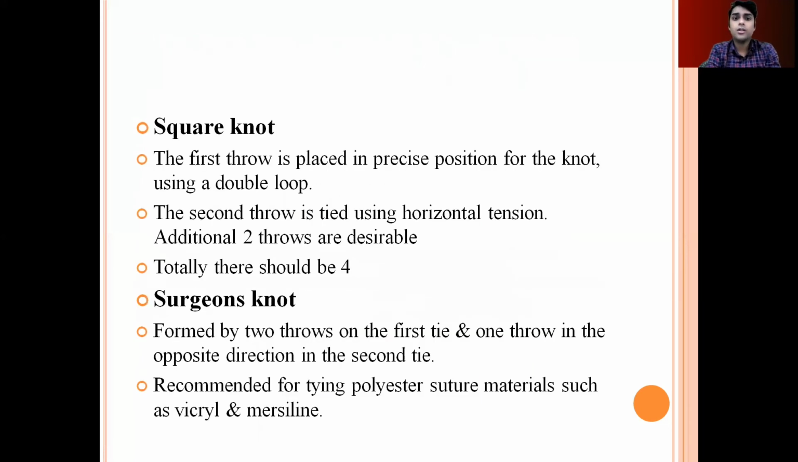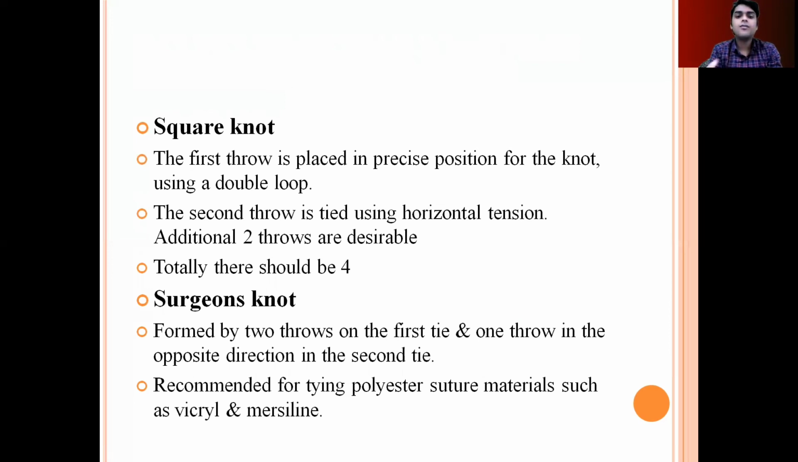Square knot. The first throw is placed in precise position for the knot using a double loop. The second throw is tied using horizontal tension. Additional 2 throws are desirable in this step. So there are in total 4 throws. In the surgeon's knot, we follow the A-B pattern, that is, formed by 2 throws in the first tie and then 1 throw in the opposite direction in the second tie.